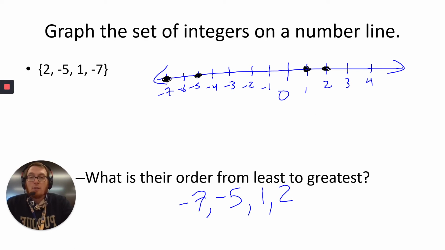And the order from least to greatest could be found from the number line. Obviously, the number line doesn't have to be used in order to find the answer, but you could use it in order to figure out the order from least to greatest. Notice the biggest negative, or the most negative, is the smallest number that you deal with.